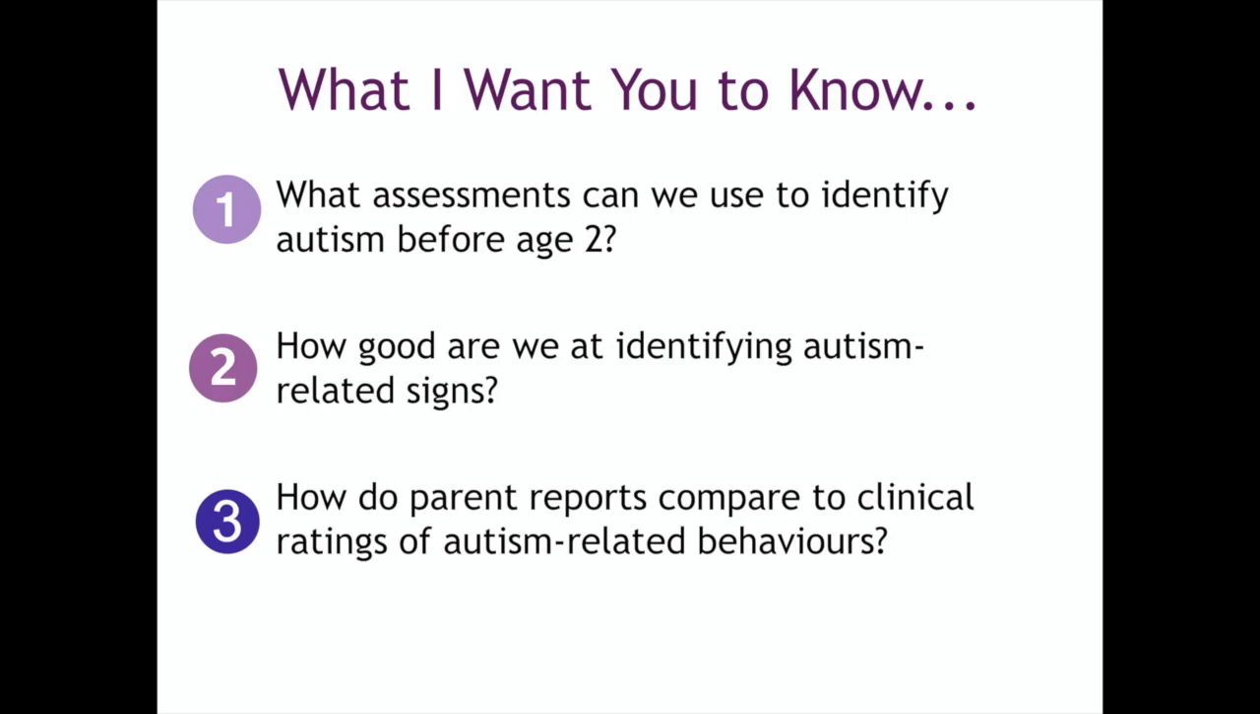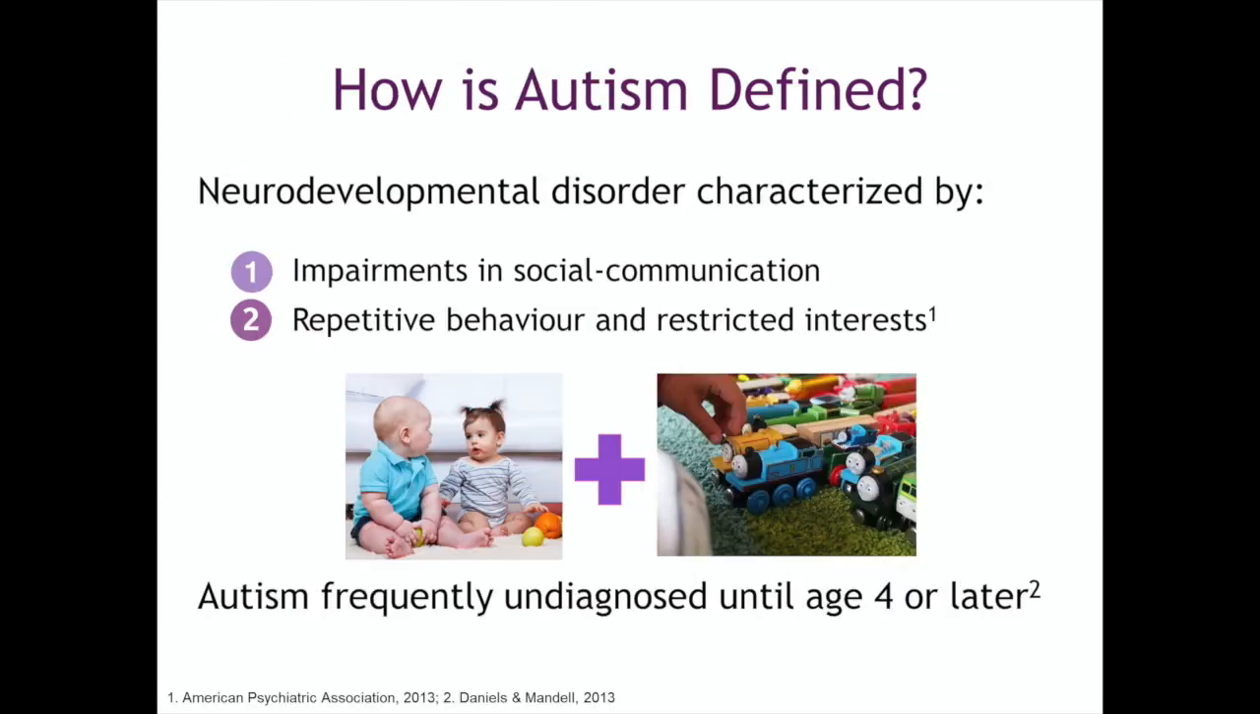Some of the things that I hope you'll learn by the end of my presentation today are: what assessments did I use to identify autism before the age of 2? How good were these assessments at identifying autism-related signs? And how do parent reports of signs of autism compare to clinical ratings of those same behaviors? Autism is defined by impairments in social communication and the presence of repetitive behavior or restricted interest.